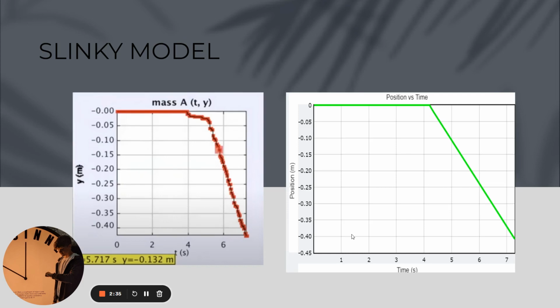Comparing the computational model to the slinky Tracker data, you can see that both of them had a dip around the exact same amount of time, a little bit after 4 seconds, and it all fell to the ground from there. But the initial position maintained 0 all the way up until the top reached the bottom, and then it declined from there.